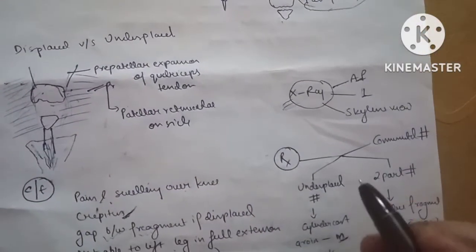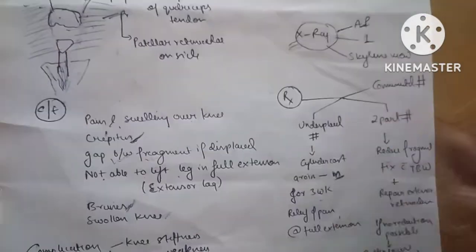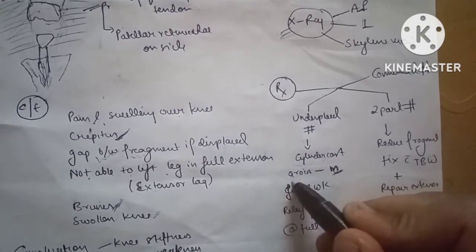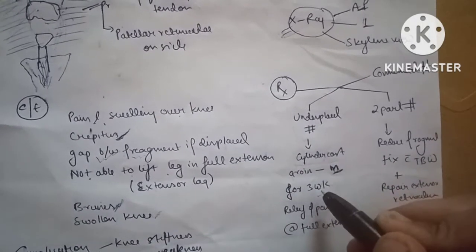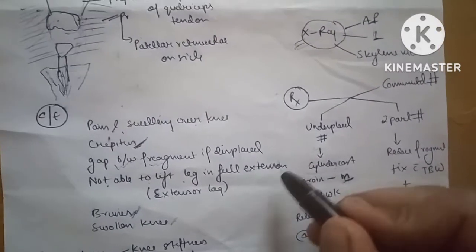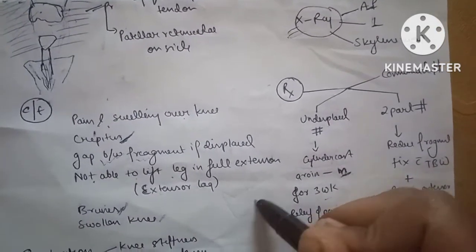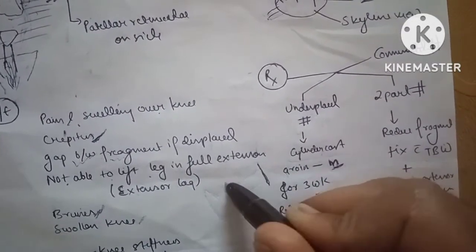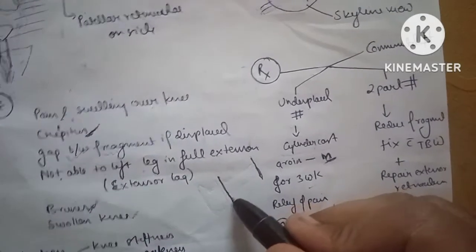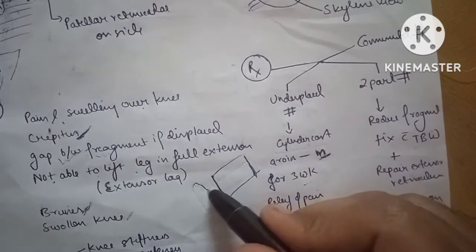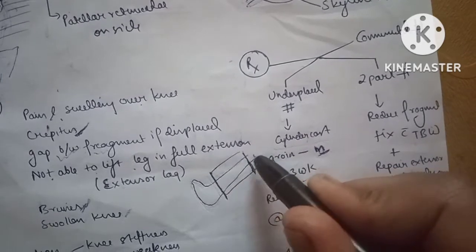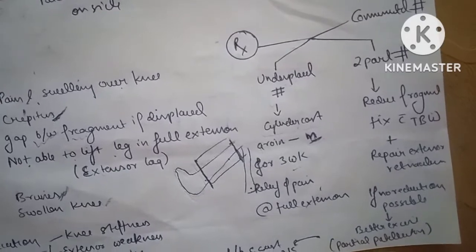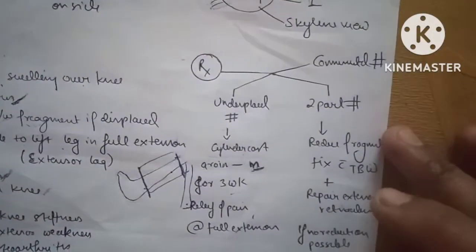The treatment of an undisplaced fracture is by a cylindrical cast that goes from the groin area up to above the malleoli, and this cast is applied when the patient is in full extension. This cast is applied for 3 weeks, and relief of pain is given by analgesics.